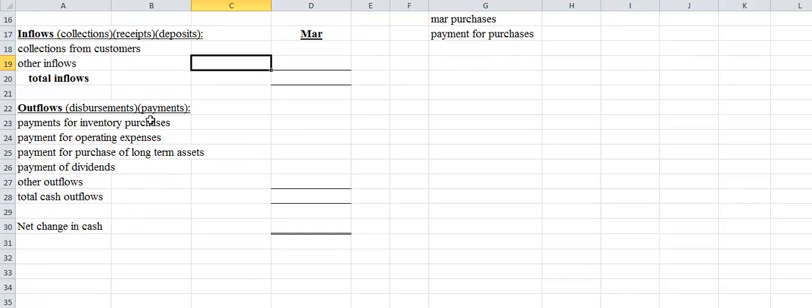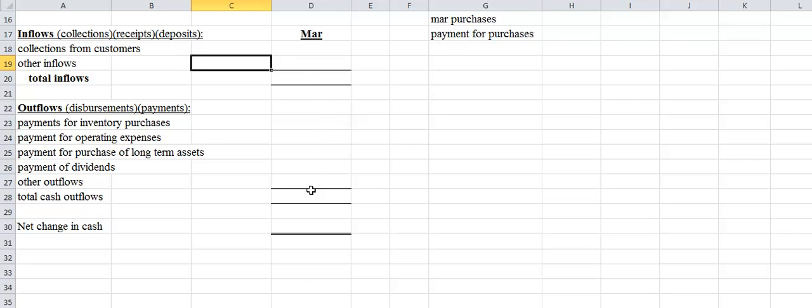Then the other piece of a cash budget would be the outflows, sometimes called disbursements or payments. And those for a retail store, the largest one is probably the payments for inventory. Then there would be payments for operating expenses, payments if they bought any long-term assets, and payments if they paid dividends. There may be other outflows. They would have to tell you about those. They may repay debt. They may have other payments in the month that they're expecting, taxes or who knows what. They would have to tell you about them.